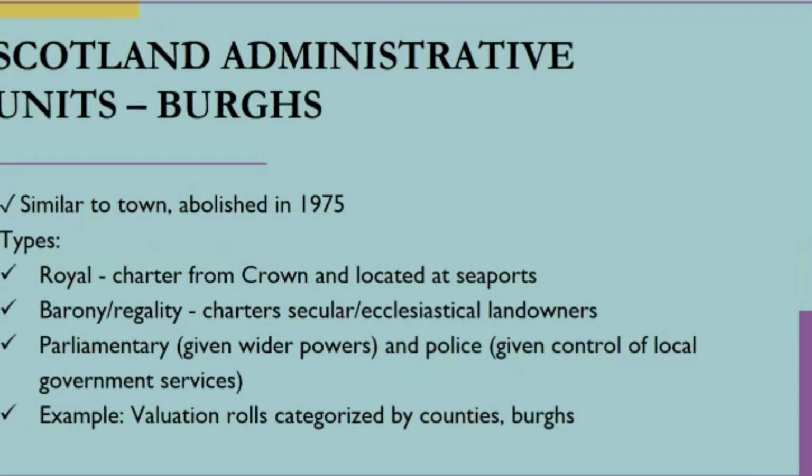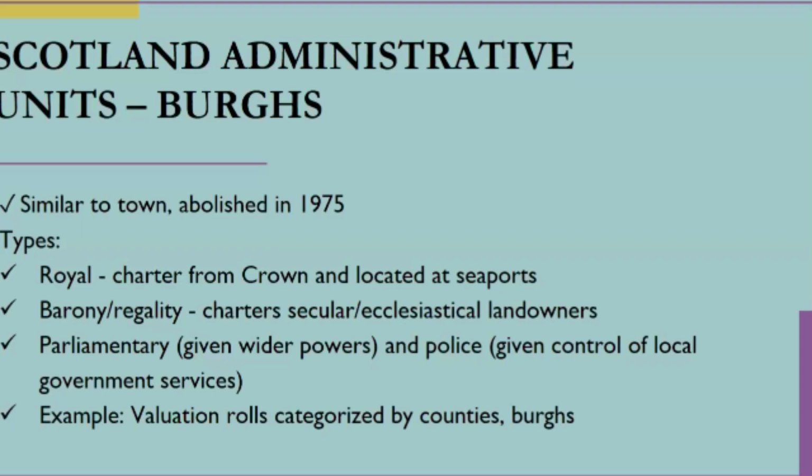And then the next one down was burghs. These are similar to a town. Again, these were also abolished in 1975, but for our purposes of research, they're still going to be in play. There were several different types of burghs. You would have the royal burgh, which was a charter from the crown. Usually these were located at seaports. There would be a barony, which were charters that were granted to landowners of a secular or ecclesiastical nature. You had the parliamentary burghs, which was the time period these and the police burghs were set up. They were trying to take away some of the power from the churches and give it to the local governments. So that's when these were put into play.